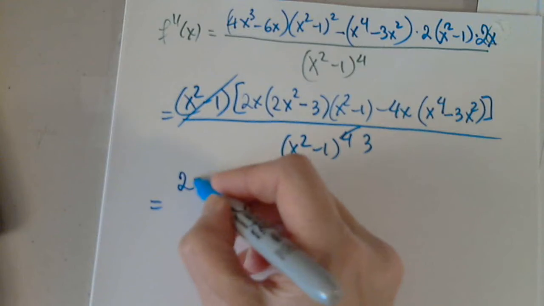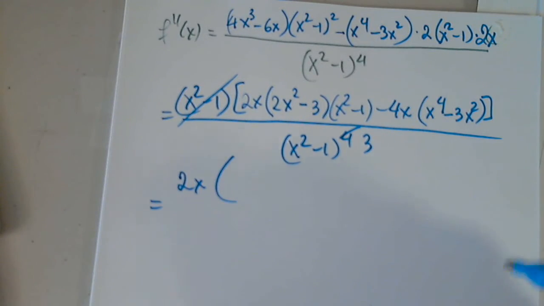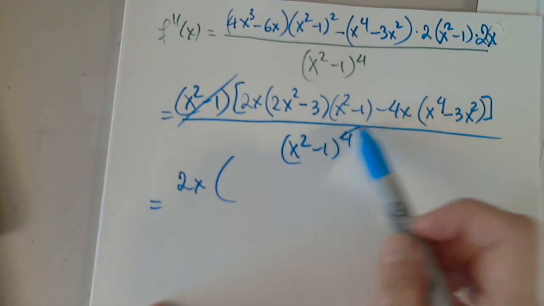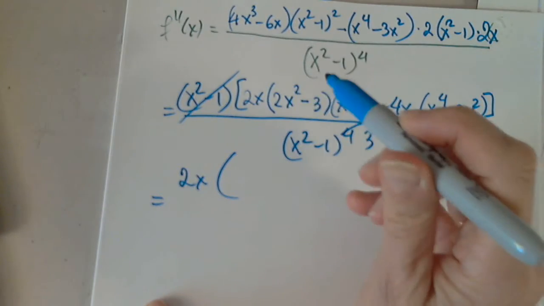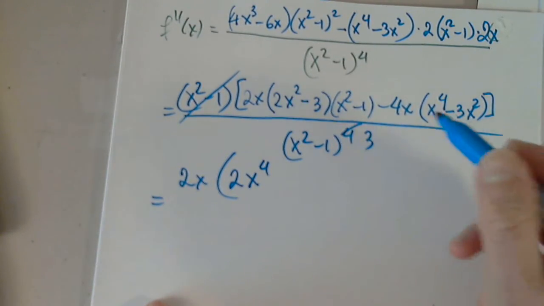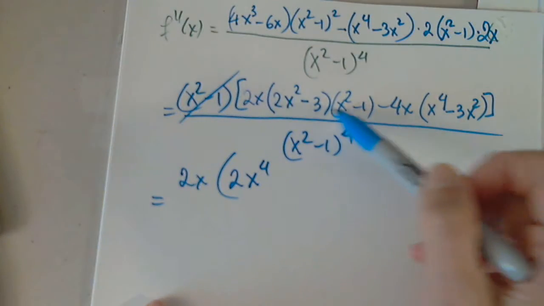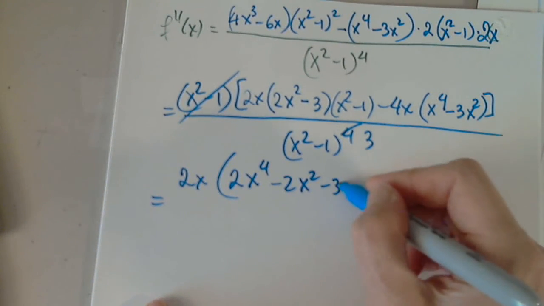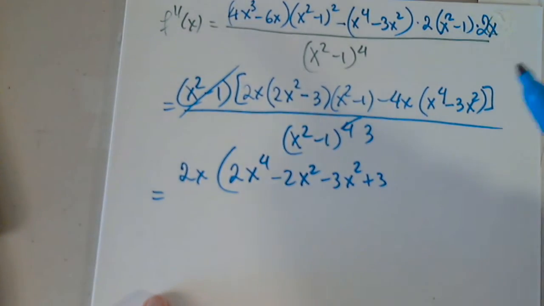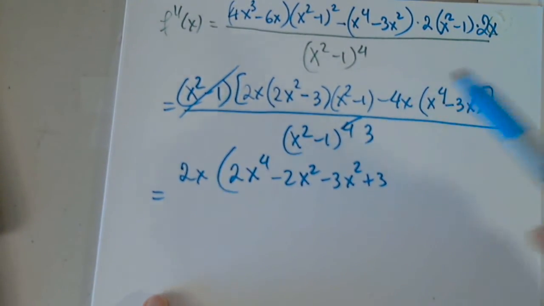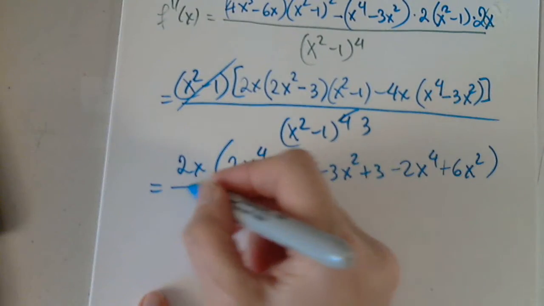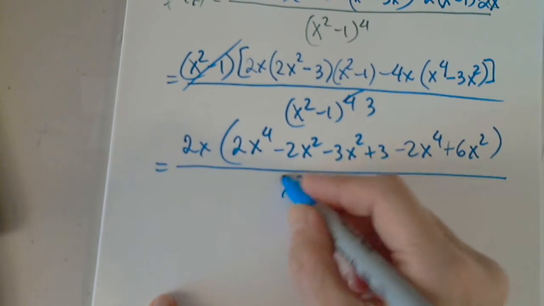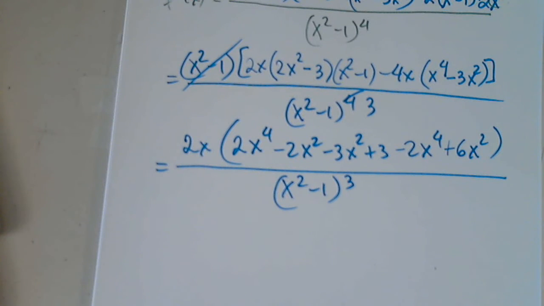And now I will factor out the 2x. Now I have no choice, I have to distribute here. There is nothing I can do about it. So 2x squared times this is 2x to the fourth, and then minus 2x squared, and then minus 3x squared, and then plus 3. From here I took out a 2x, so there is still a 2. Negative 2x to the fourth, and plus 6x squared. I don't know, there is no easy way of doing all this.